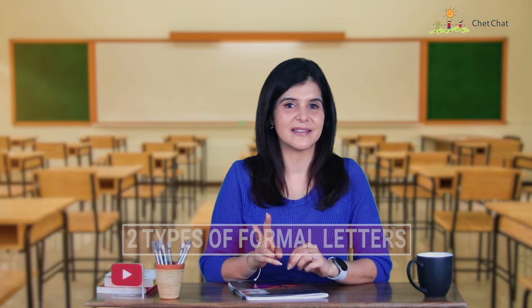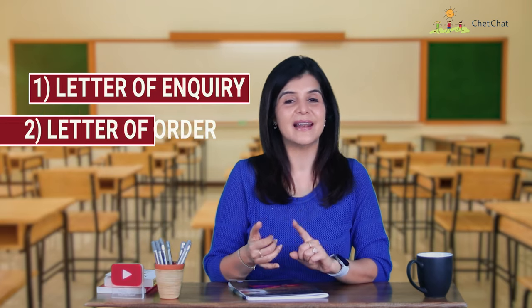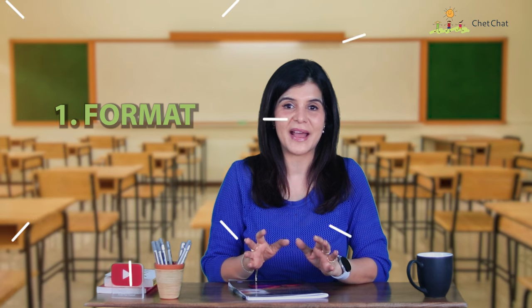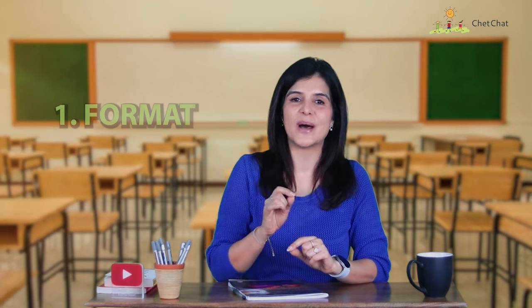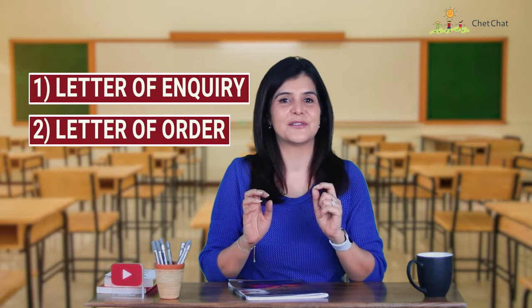For Term 2, we have two types of formal letters: letter of inquiry and letter of order. Usually, there could be a word limit of, say, about 120 words or so. Let's start with the format, and after that we'll take up one sample each for the letter of inquiry and for the letter of order. Now, the format for both types remains the same.